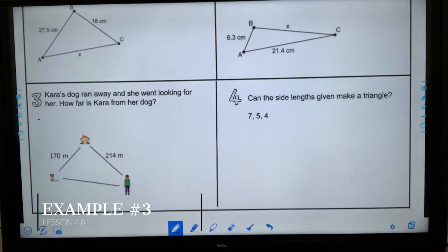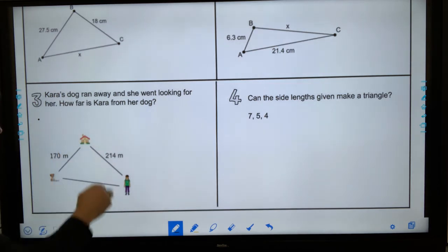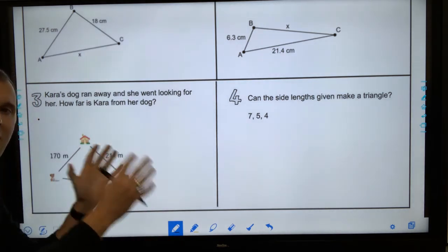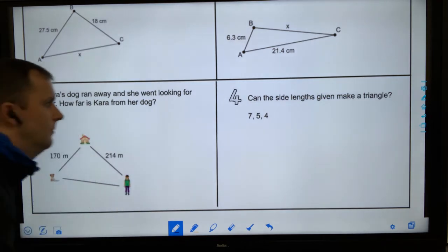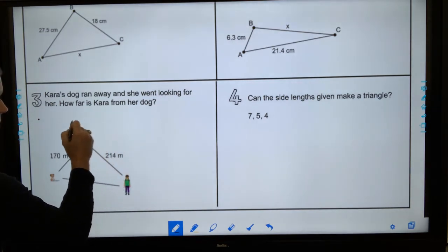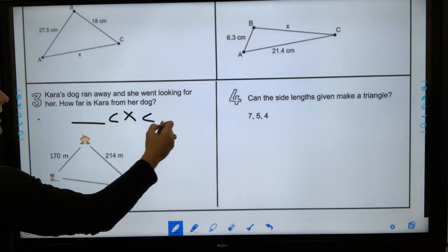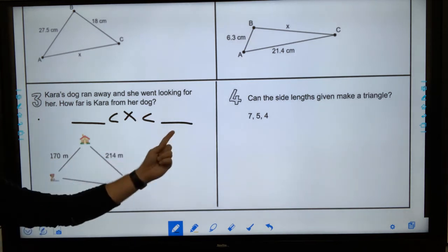So it says on example number 3, Kara's dog ran away and she went looking for her. How far is Kara from her dog? So we've been given a triangle here, and then we've been given two side lengths. And so I can find about how far that dog is going to be from Kara by using this inequality theorem, okay? And so now I'm going to use that as an inequality. So the least value she's away is going to be less than the greatest value she's going to be away.